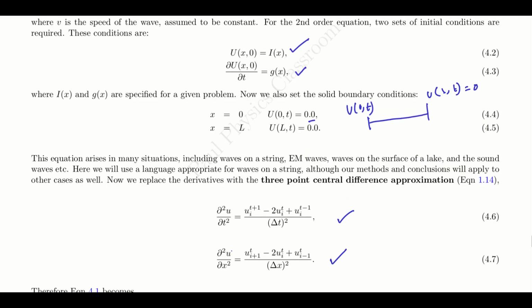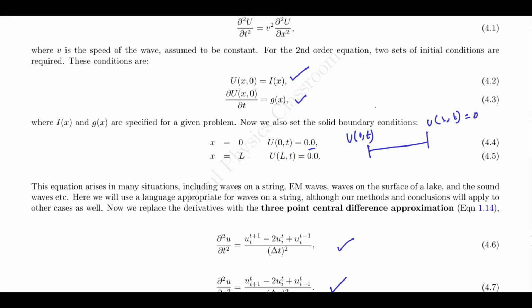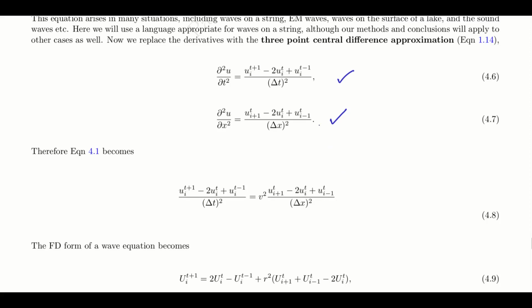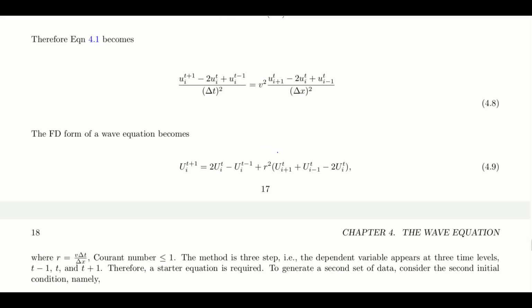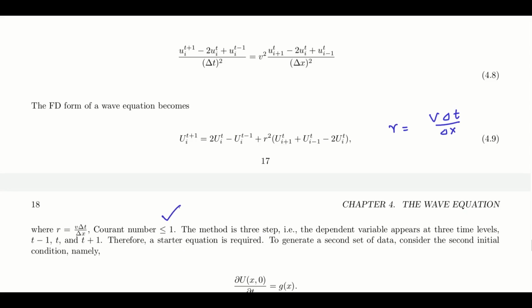We just substitute this into our main equation 4.1, and after that we will get this equation. Very straightforward. After transposing and cleaning up, for any arbitrary point i at time instant t plus 1, u_i^(t+1) equals 2u_i^t minus u_i^(t-1) plus r² times (u_(i+1)^t plus u_(i-1)^t minus 2u_i^t), where r equals v times Δt divided by Δx, which is called the Courant number. This comes from the stability criterion, and it must be less than or equal to 1 for this case.